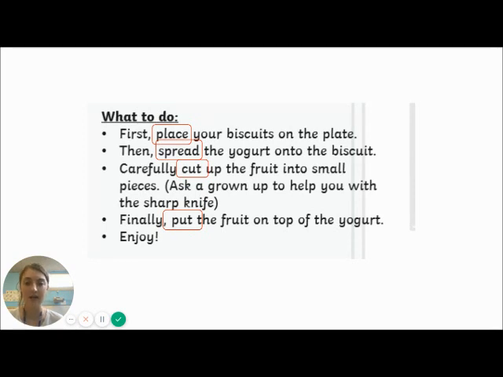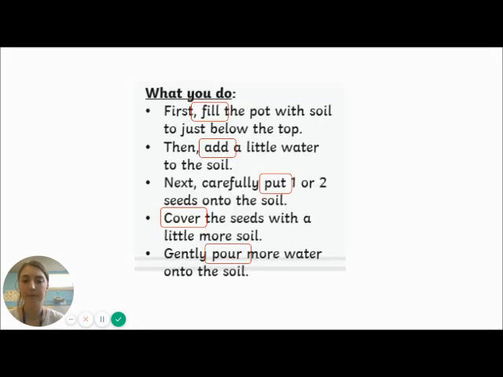So first, place your biscuits on the plate. They're saying place. They're not saying, oh, please may you or can you. They're saying you have to place. Then spread the yogurt onto the biscuit. Carefully cut up the fruit. Finally, put the fruit. So it's a verb, and they're saying you must do this in this step.